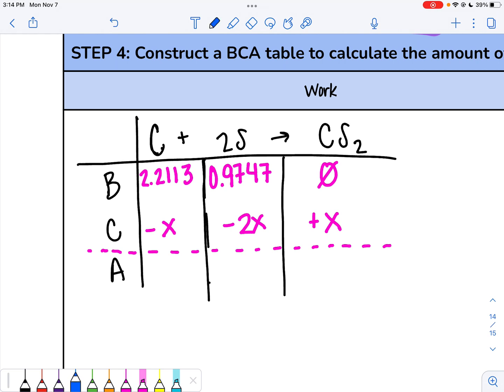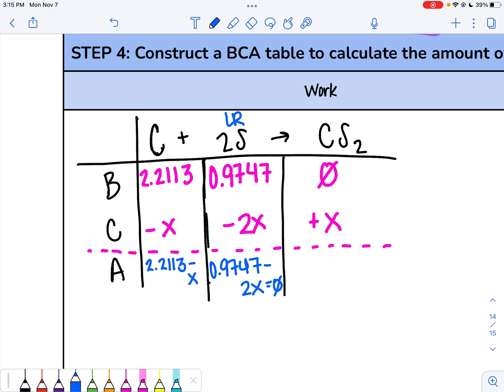So after the reaction occurs, what this means is I had 0.9747 moles of sulfur. I've lost what we're calling 2x amount, but I know that this is my limiting reactant. So this means that this equation is equal to 0. I should have no sulfur left over at the end of my reaction because all of it has gotten used up. So we can set this equation equal to 0.